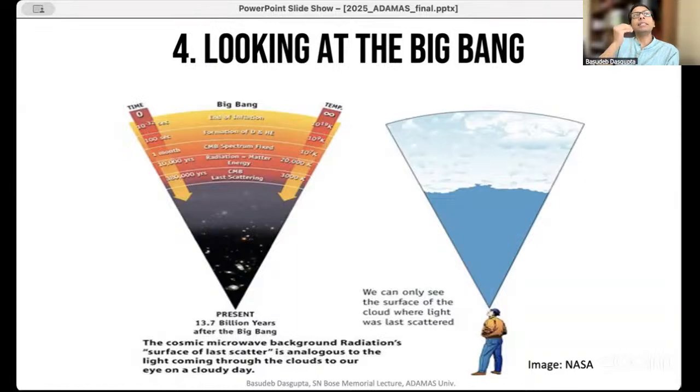When we look at the sky, we cannot look beyond a cloud, because light that is coming to us from behind a cloud, let's say the sun goes behind a cloud, the sun becomes invisible because photons from that part are getting absorbed by the cloud. A similar thing happens when you look at the night sky.